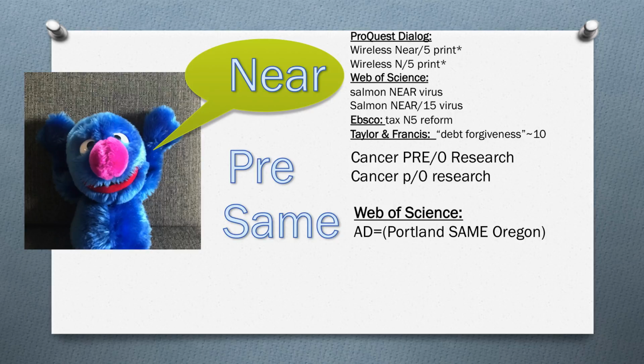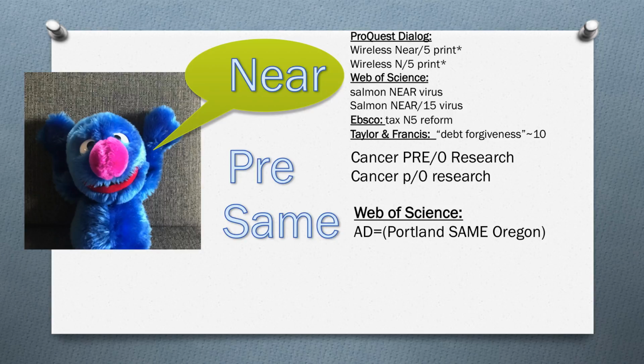Same is a proximity operator used in Web of Science. It restricts searches to terms that appear in the same address within a full record. Parentheses must be used to group the address terms. Searching for (Portland same Oregon) finds records in which Portland, Oregon, with the state spelled out or abbreviated, appear in the address field of a record.